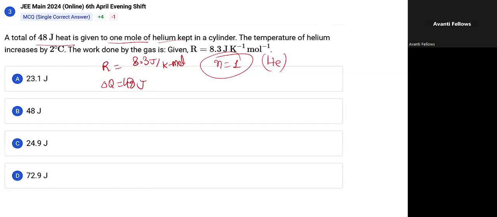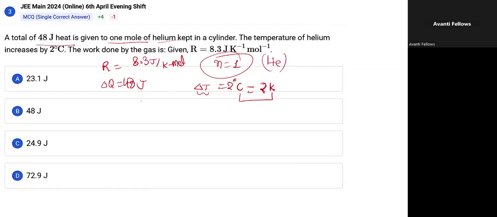Got it? Now the temperature of helium gas is increased by 2 degrees Celsius, which means delta T is given as 2 degrees Celsius. Now whenever it is a change in temperature, the scale will be the same. If you convert this into Kelvin, it will come out the same, 2 Kelvin. And this is only possible for the Celsius to Kelvin scale. Okay? A 2 degrees Celsius change of temperature will be the same in the Kelvin scale, 2 Kelvin.